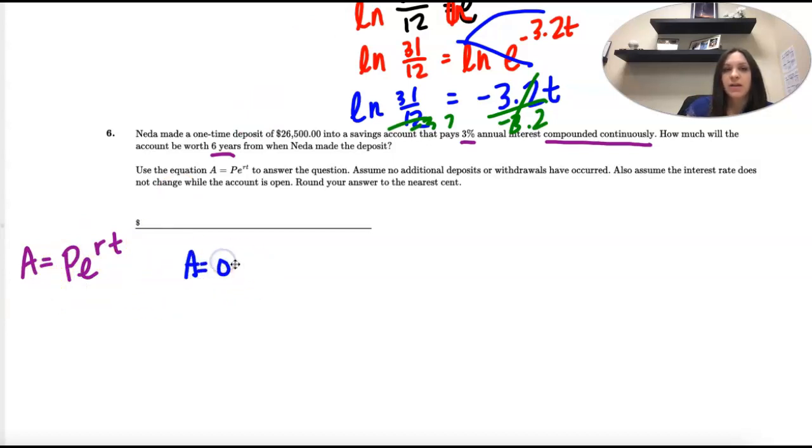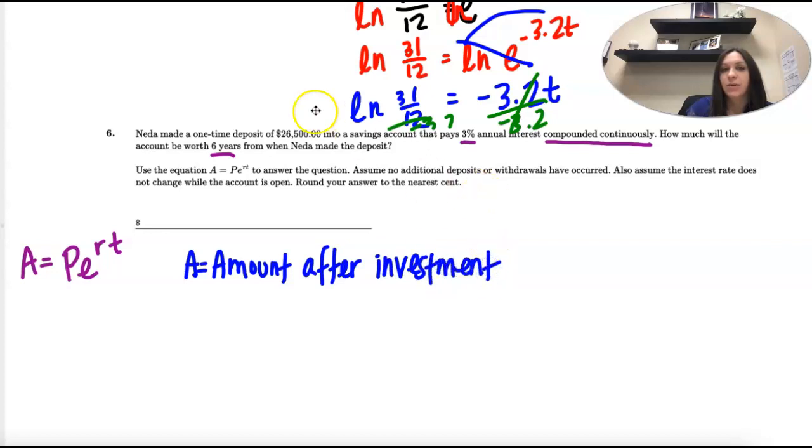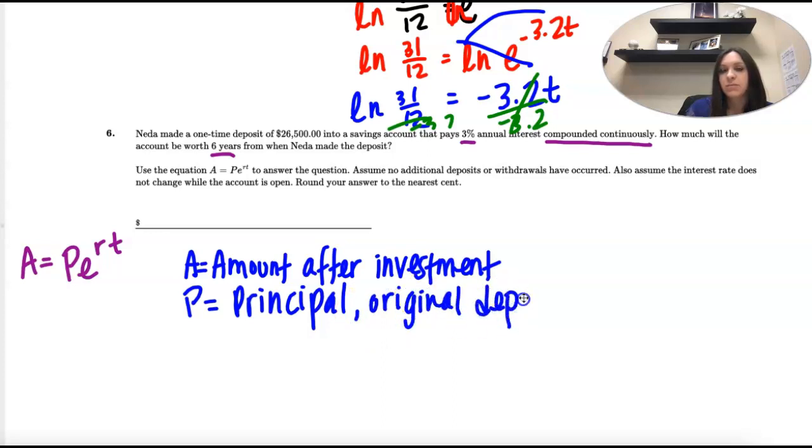A is the amount after the investment. So what's the balance going to be after the 6 years? Okay, P is the principal. And maybe you don't know what that means. That's the original deposit. So in this case, how much did she put in the beginning? That's the principal. That huge amount, dang, $26,500.